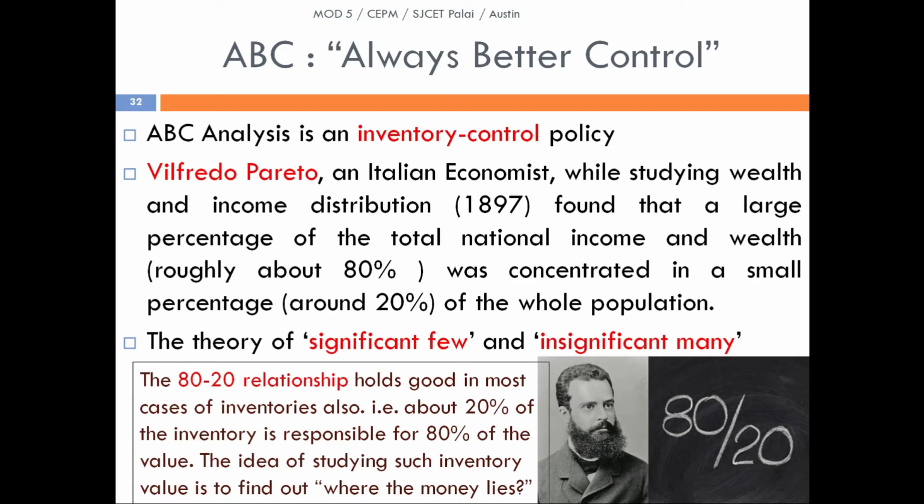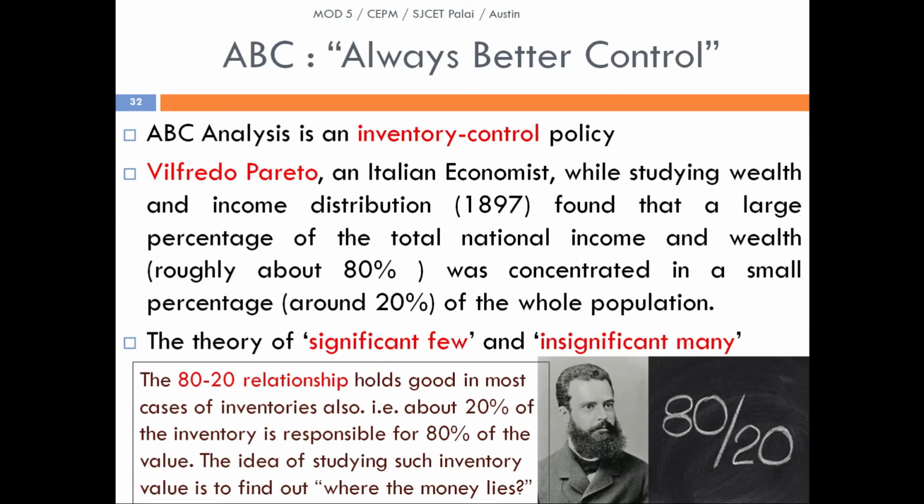Vilfredo Pareto, an Italian economist, while studying wealth and economic distribution in 1897, found that about 80% of the total national income and wealth was concentrated in around 20% of the whole population. When we read this, we can understand that this is not much different from what we see in India and many other countries. So this theory was named the significant few and insignificant many.